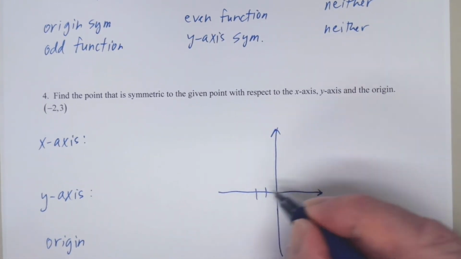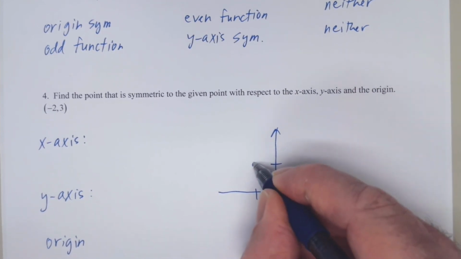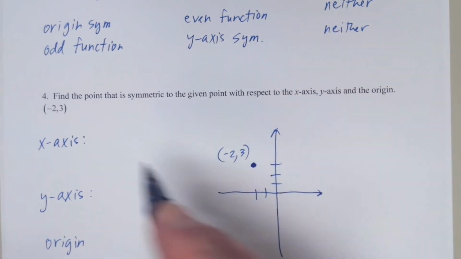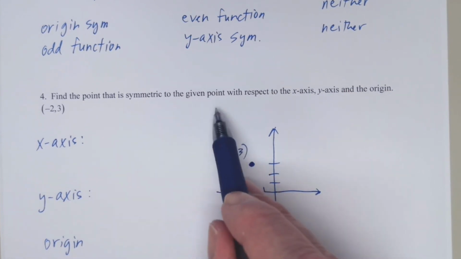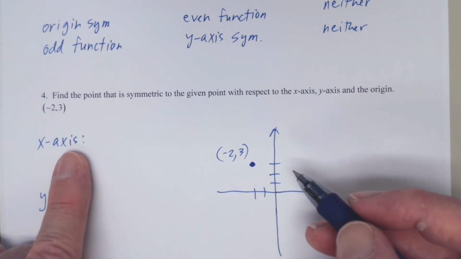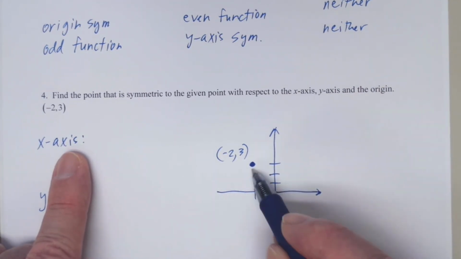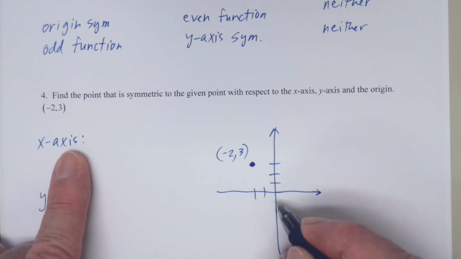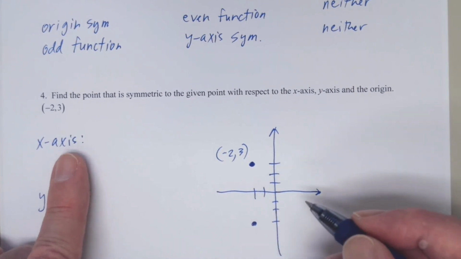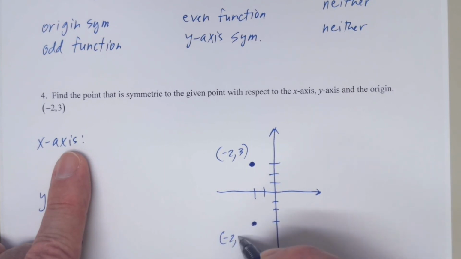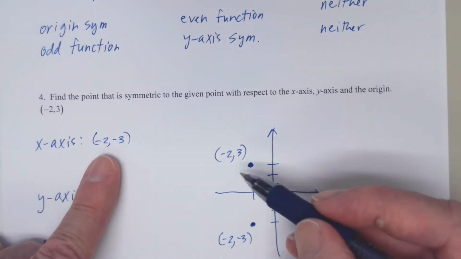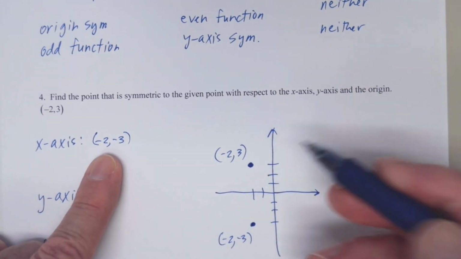And let's go ahead and graph this point. So we're at -2, 3. So this is the point -2, 3. So find the point that is symmetric to the given point with respect to the x-axis, y-axis, and the origin. So with respect to the x-axis, this is the x-axis, we would be 2 down. Oh no, I guess it's 3 down. So that would put us here at -2, -3. So that's the point that's symmetric to this point with respect to the x-axis.